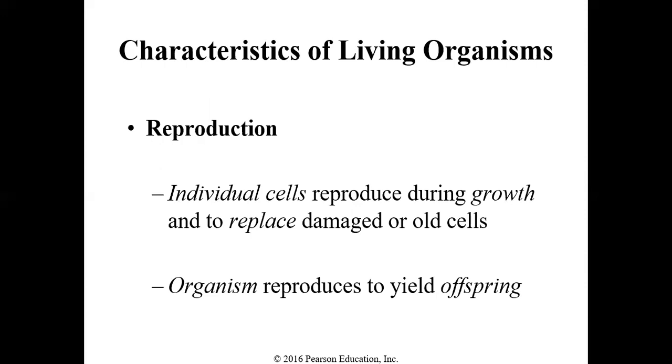Reproduction, that's another good characteristic here. Again, you can be talking about, for reproduction, individual cells, and that goes back to mitosis or cell division. Individual cells have the ability to reproduce, and that's part of growth, but that's also part of replacing maybe some damaged cells or some broken down cells. And then, of course, the organism itself reproduces to give another offspring.